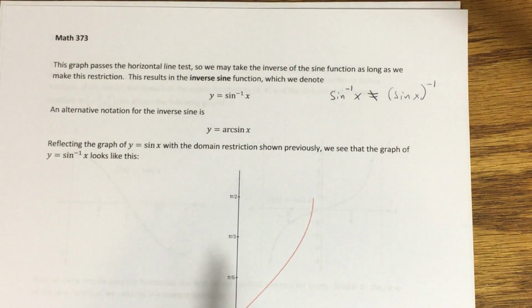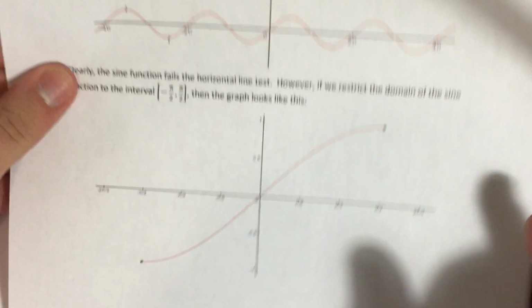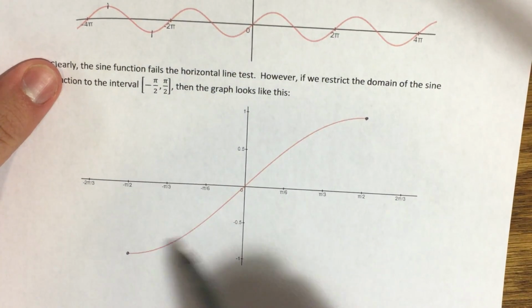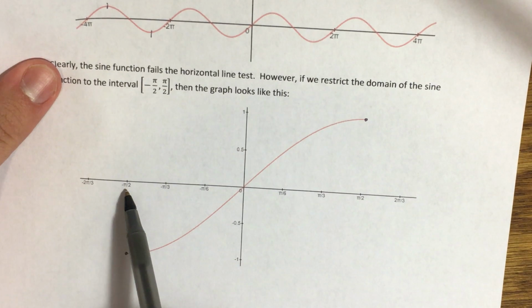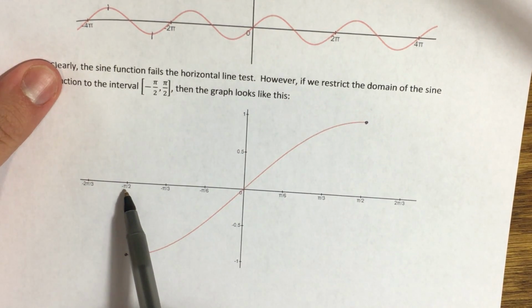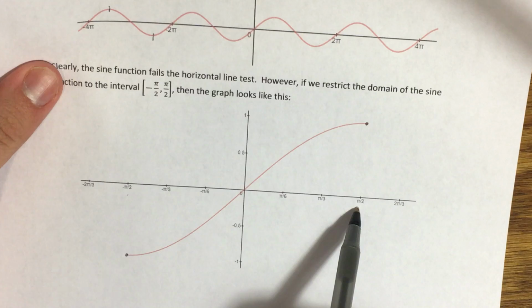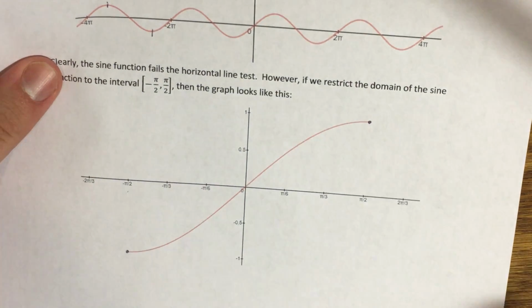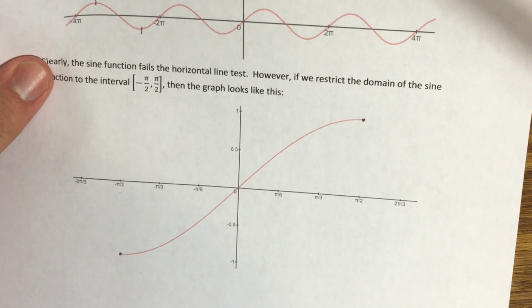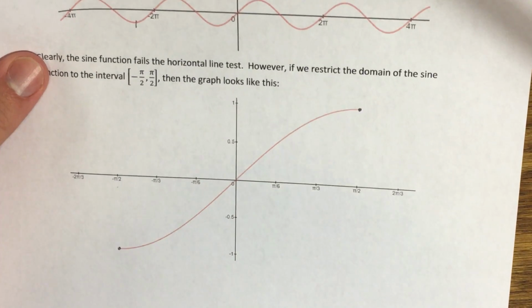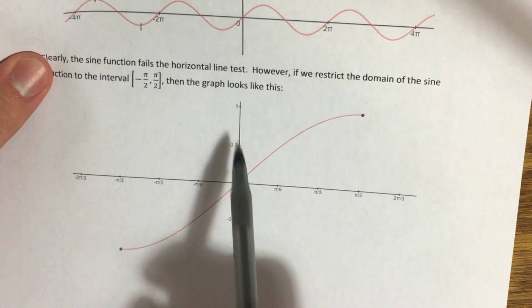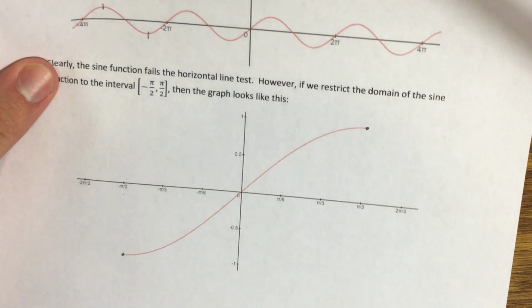Okay? Now again, if we go back and look at how we cut up our graph for the sine function, I restricted my domain to the interval negative pi over 2 to positive pi over 2. What did that do to the range of that function? Well, the range of the function didn't change. It's still the range of the normal sine function. You can see that it goes as low as -1 and as high as +1. So the range is -1 to +1.